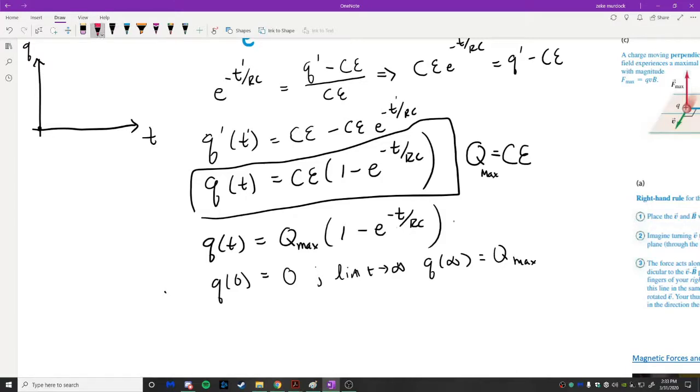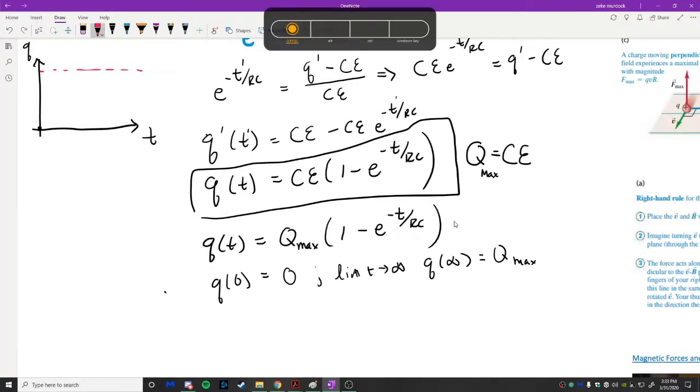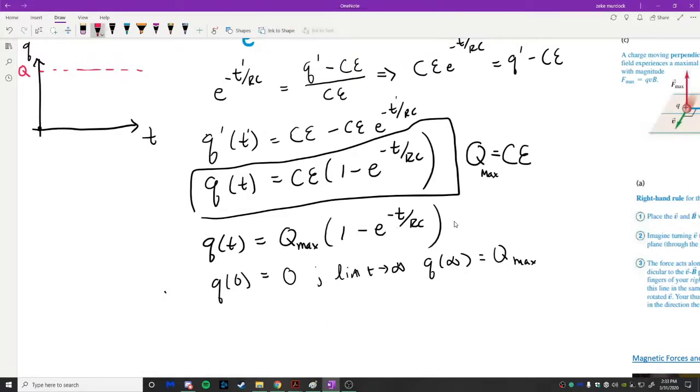So now if I want to plot this, we know that there's eventually going to be some value that it reaches. That value is going to be Q max. Right over here, this value is going to be Q max. And now if we plot our curve, it's going to look something like this. Does that make sense to you guys?